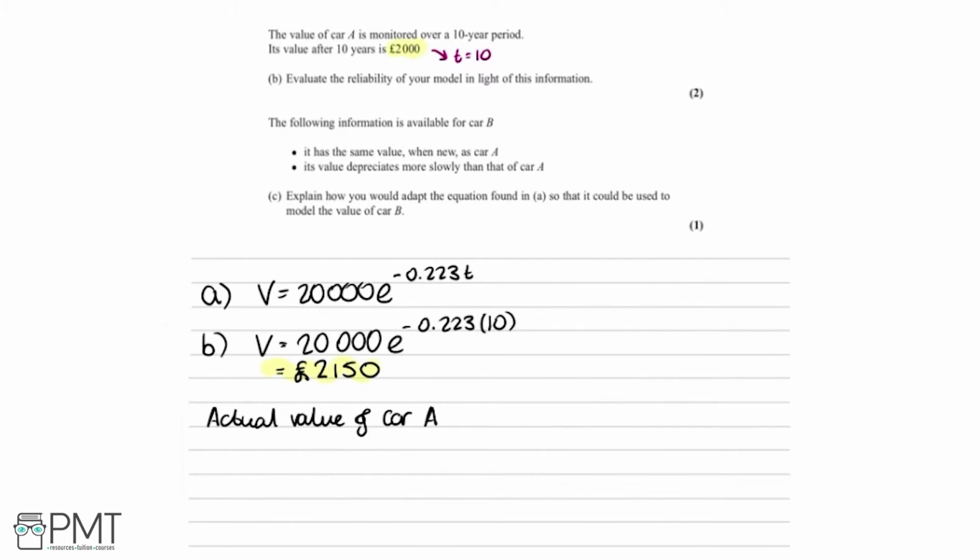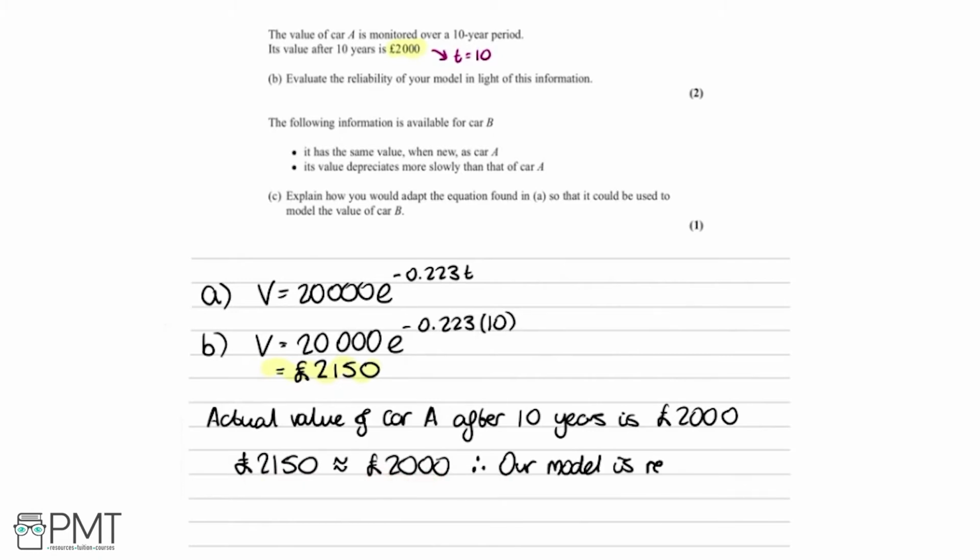Okay, so in the question it tells us the actual value after 10 years. And the actual value of car A after 10 years is £2,000. And look, these are actually quite similar. 2,150, which is what our model suggests, is approximately equal to £2,000. And in fact, if you put 2,150 to one significant figure, you get £2,000. So I'd say, therefore, our model is reliable.